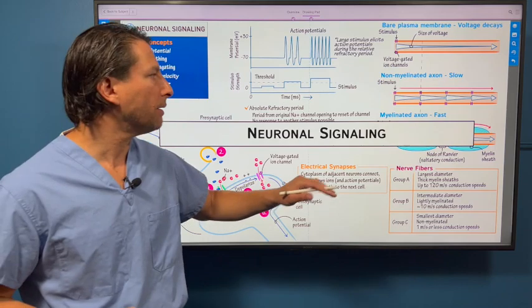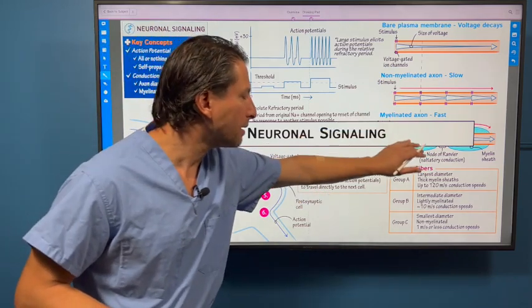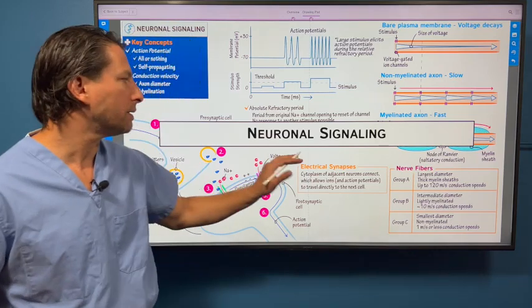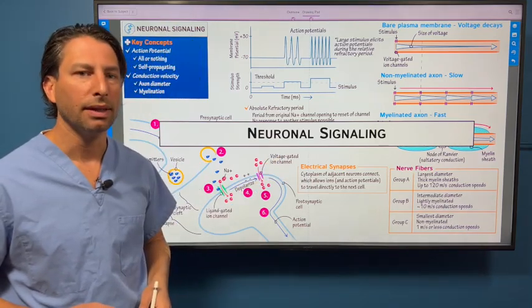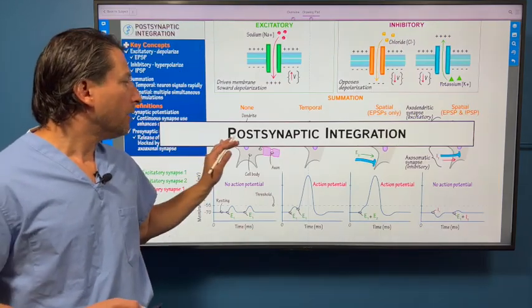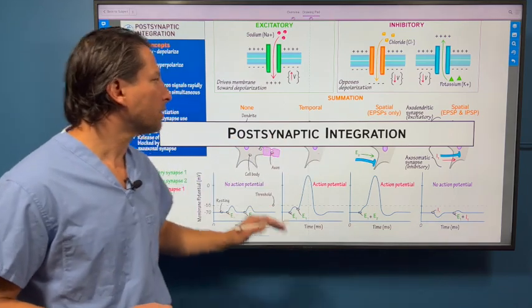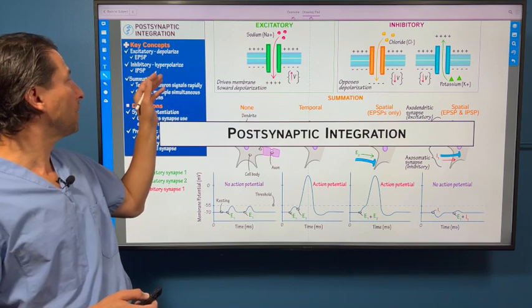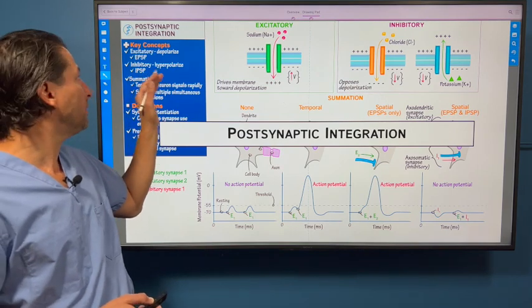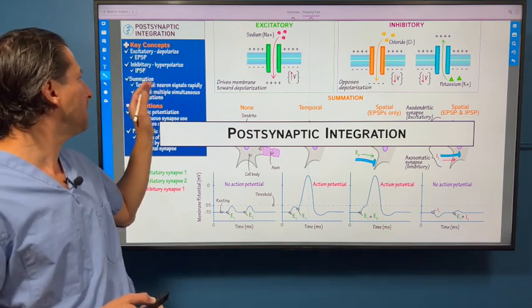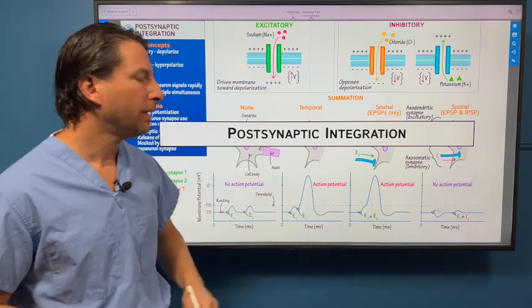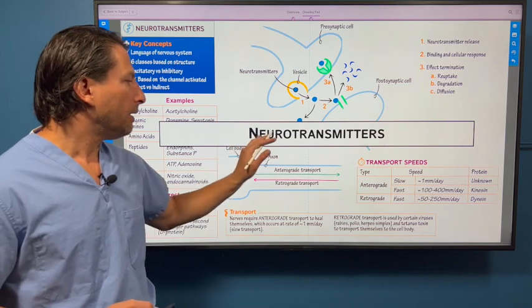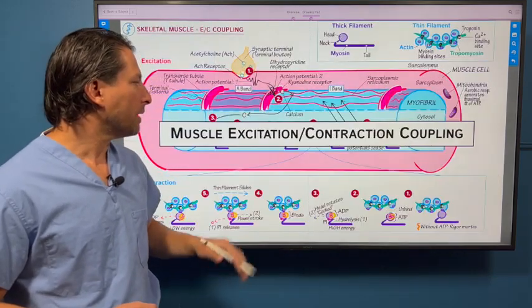And we talked about, and this is covered here, these nodes of Ranvier and saltatory conduction, and we get into those details in this neuronal signaling tutorial. There's also this postsynaptic integration tutorial, and I just want to point out these excitatory versus inhibitory activations, EPSPs versus IPSPs, and then there's a summation. So that tutorial gets into those details. And then there's information on various neurotransmitters.